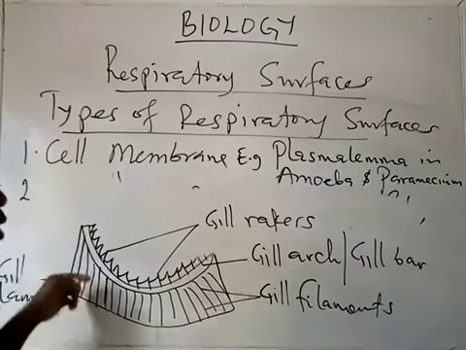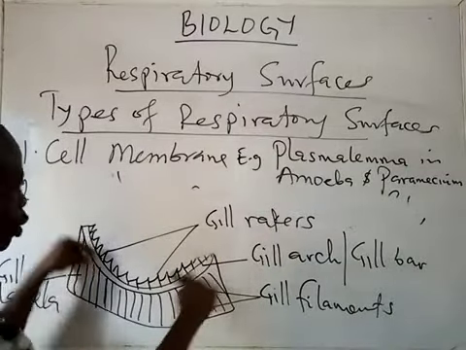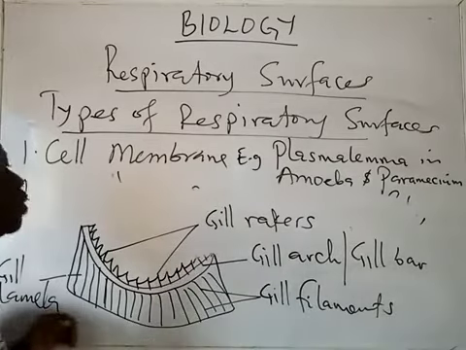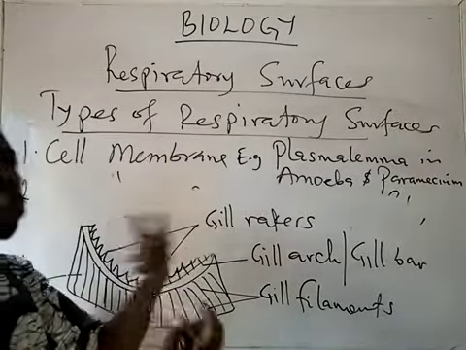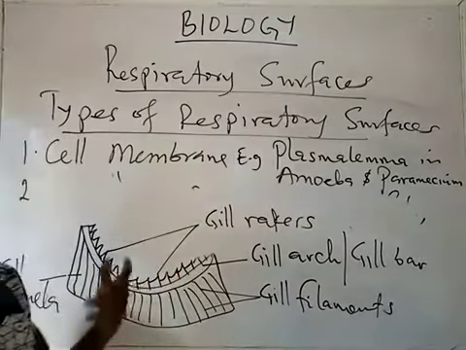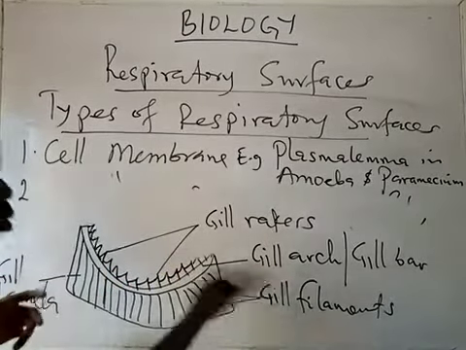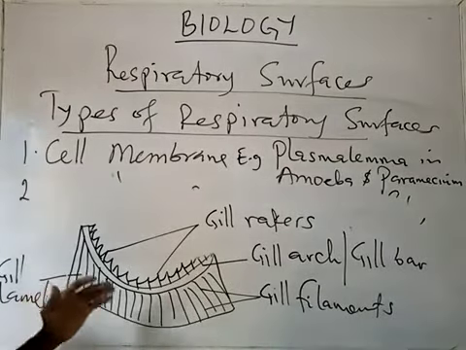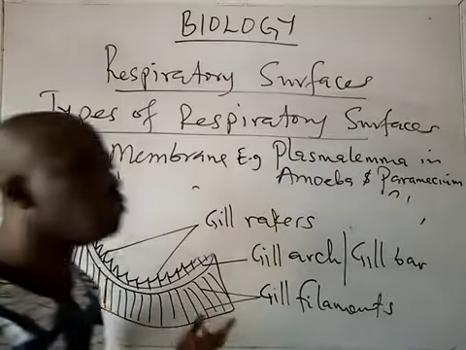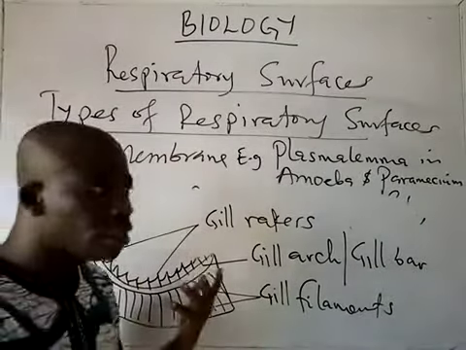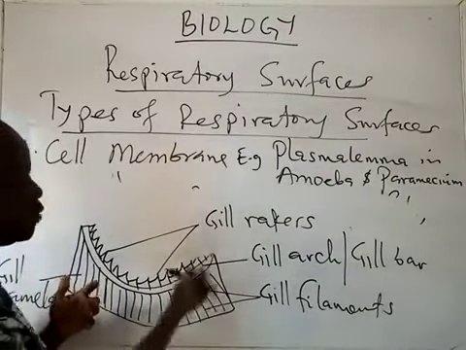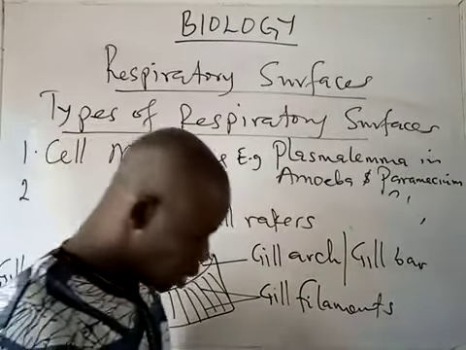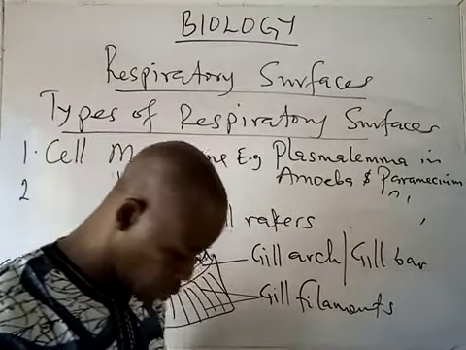This gill arch or gill bar is a strong tissue that holds the rakers to the filaments. The rakers are used to separate tiny particles away from the fluid as it is passing through the operculum chamber. When the fish opens its mouth, water gushes in with dissolved oxygen and passes through the gills. If any hard particle is there, the rakers will sieve it out. That is about the gill.